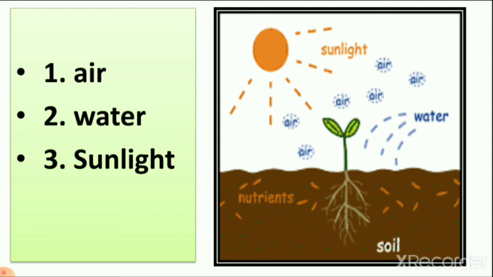And the fourth thing which plants obtain from the soil is nutrients, which are useful things for a plant's growth. Like we use vitamins, minerals and proteins for growing our body healthy, plants need nutrients for growing healthy, which plants obtain from the soil. So these three things, air, water and sunlight, plants need to grow.